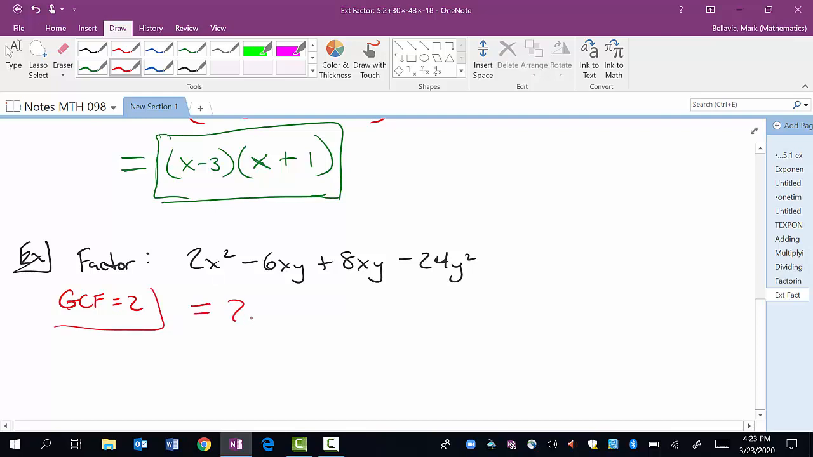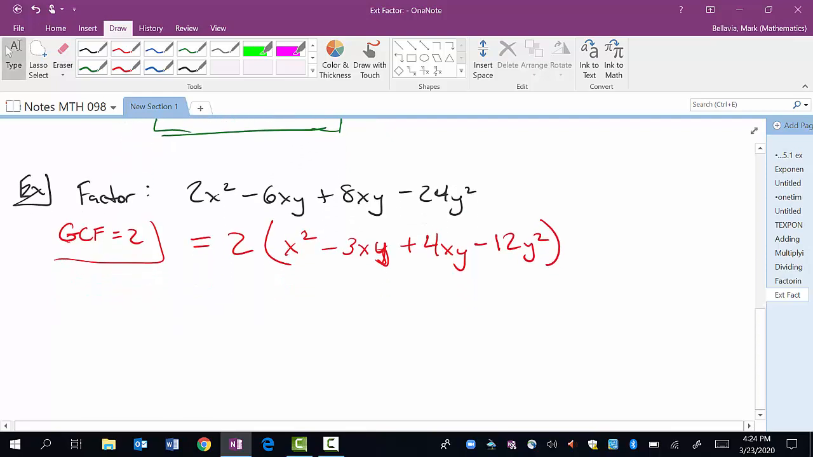So the first thing I'm doing is I'm going to write 2 here. Now when I factor it out, remember how this works. You're factoring out the entire thing. So you're taking 2 out of each term. So 2x squared dividing by 2 or factoring out of 2 gives me x squared. Negative 6xy dividing by 2 gives me a negative 3xy. Positive 8xy divided by 2 is a positive 4xy. And then negative 24y squared, factoring out the 2, makes this negative 12y squared.